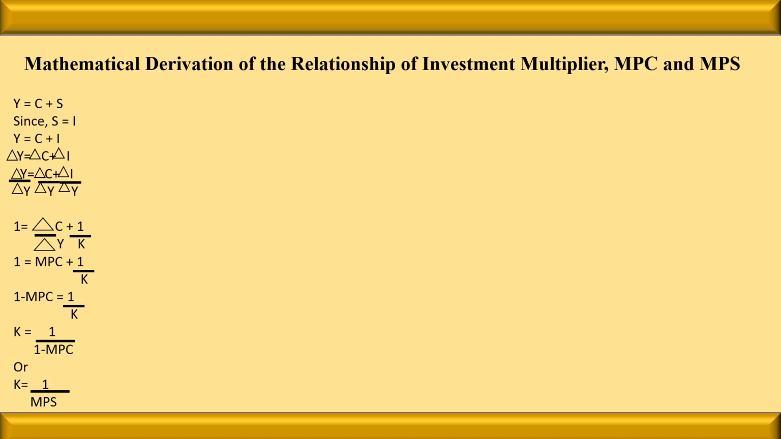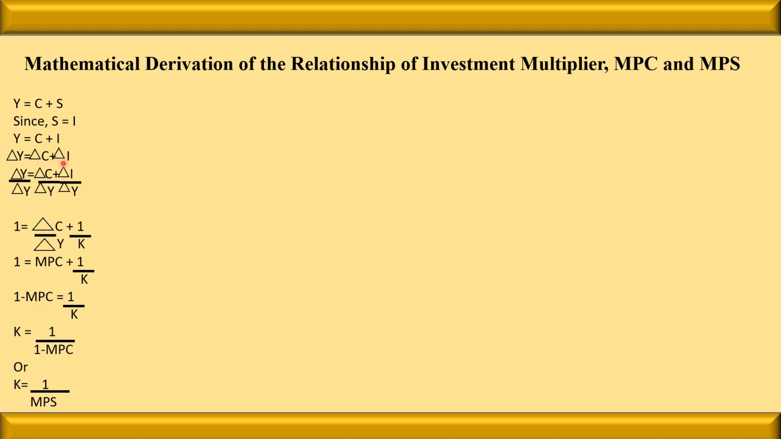So we can write Y, that is income, equal to consumption plus investment. It can also be represented as delta Y is equal to delta C plus delta I. Remember one thing, change in income will be on account of change in consumption and change in investment, because change in consumption and change in investment will always be equal to change in income. So it can also be represented as delta Y is equal to delta C plus delta I.